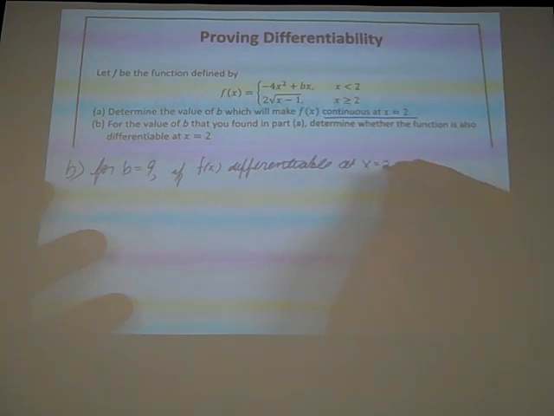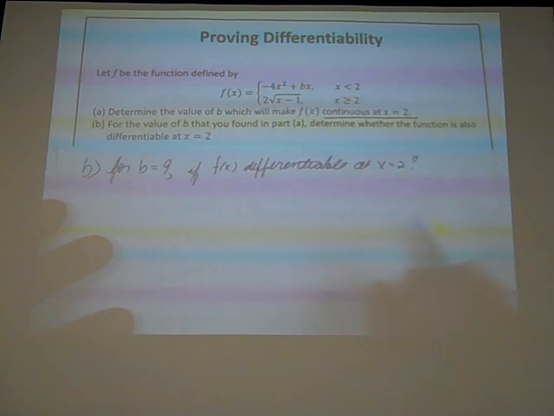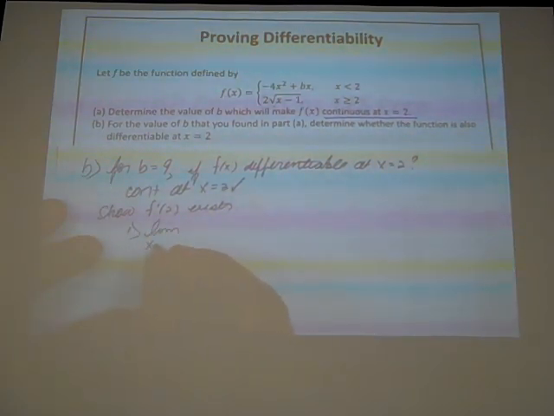at x equals 2? Well, in order to do that, I need to first know, is the function continuous? Sure, we know it's continuous at x equals 2. That's how we selected this value of b. We've already shown that work. What we need to do is show that the derivative exists. So in order to do that, I have to first find the limit as x approaches 2 from the left of the derivative. So we need f of x minus f of 2 over x minus 2.